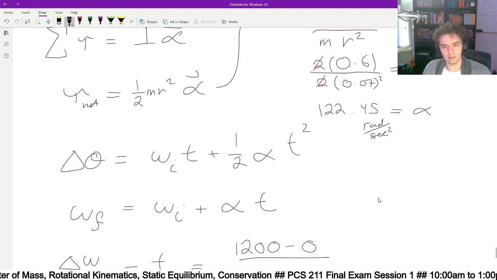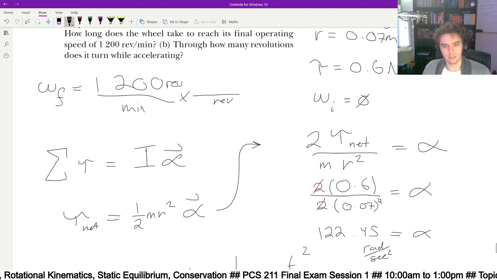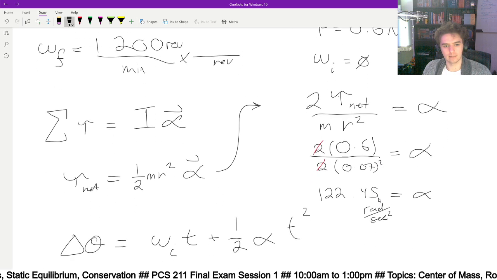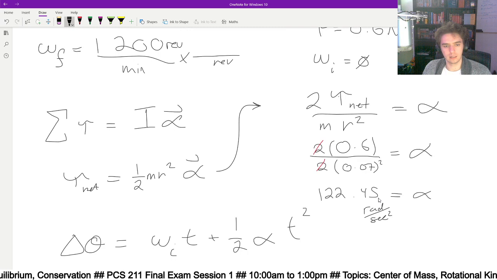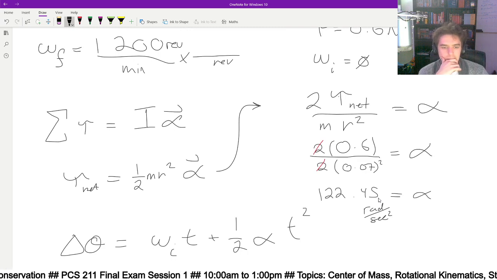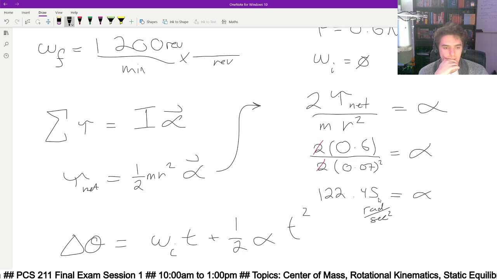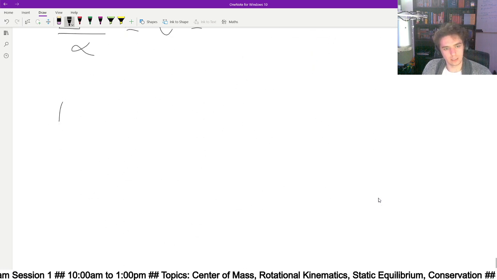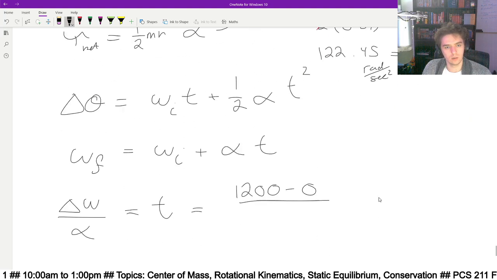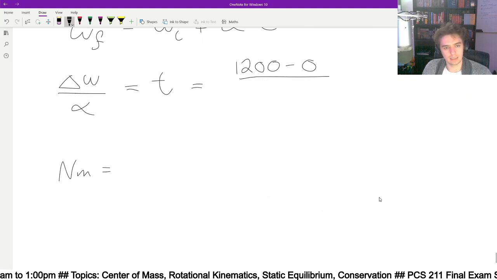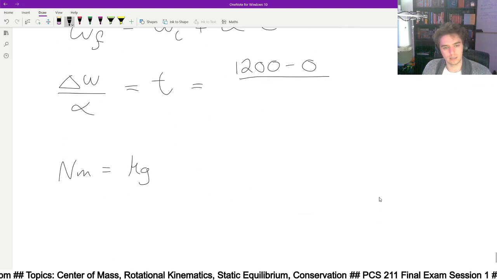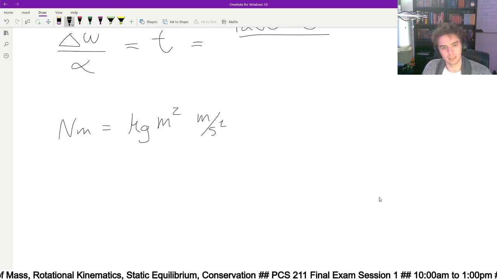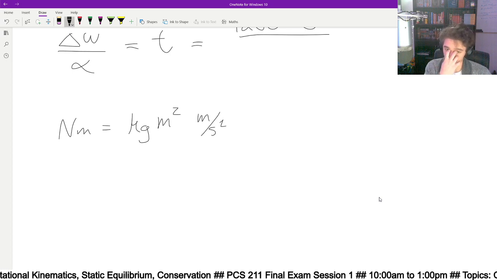Wait, is that in radians per second? Hold on. Because you're finding time, time is clearly in minutes or seconds. What are the units on this? It's Newton meters equals one half, mass in kilograms, r in meters squared, alpha is radians per second squared.